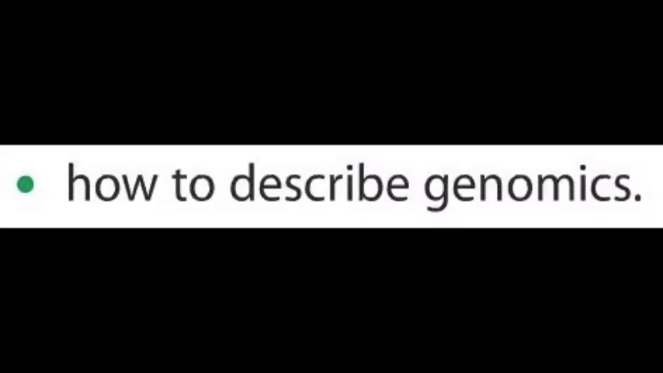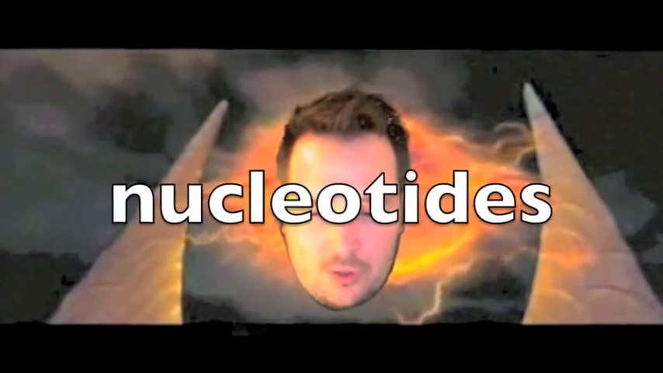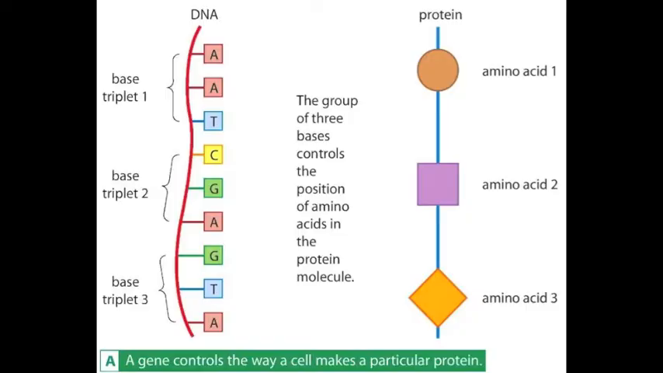Lesson number 9, Genomics. By the end of this lesson, you should know how to describe genomics. DNA consists of thousands of building blocks called nucleotides. Each nucleotide has a base as part of its structure. There are 4 different bases: adenine A, thymine T, guanine G, and cytosine C.